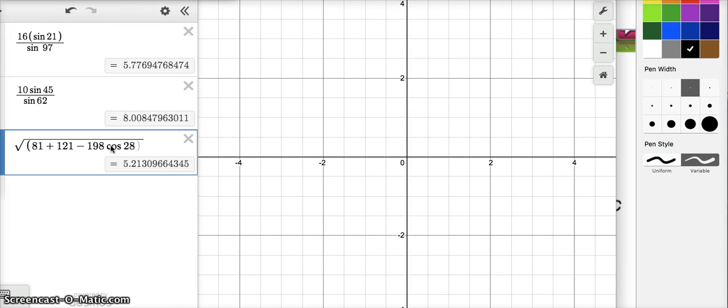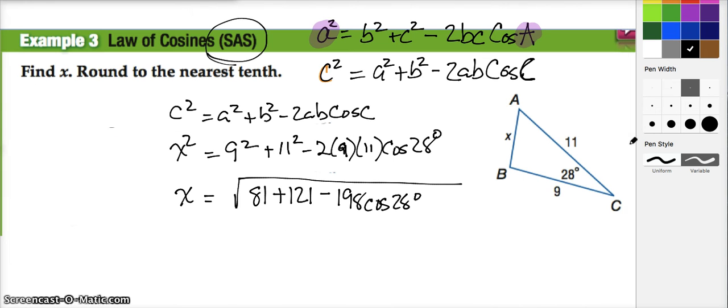So here I am in Desmos, and I literally put in the square root of all of this stuff, did the things that I needed to do, plugging it in, and I got 5.21 is the length of that side. And so x is equal to approximately 5.21. They didn't give us the units, so I'll just put it like that.